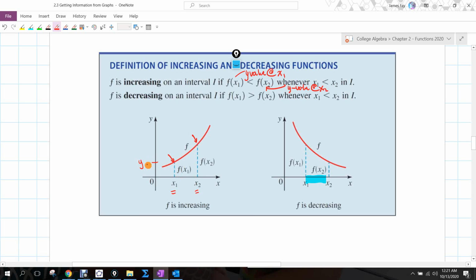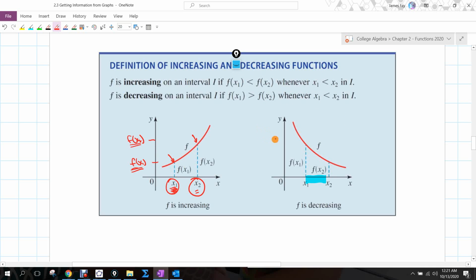So there's your, this would be your f of x1, and this would be f of x2. Okay, whenever that number is smaller than that number, and you recognize that because of those values, then when you evaluate and find the y value attached to x sub 1, if that y value is smaller than the y value that's attached to x sub 2, then you are undoubtedly increasing.